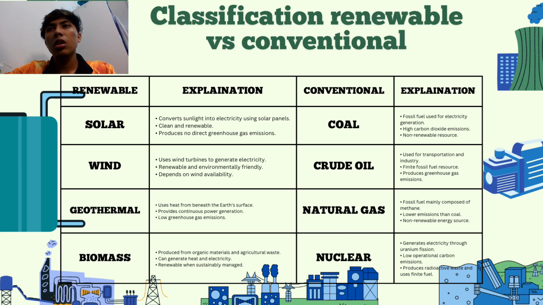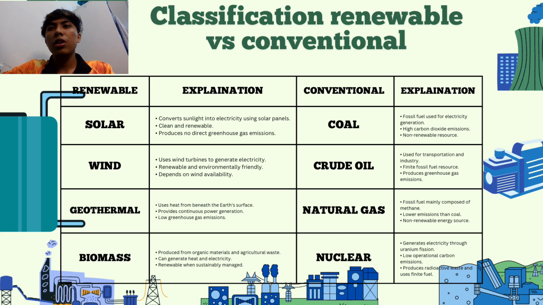Third is geothermal, which uses heat from beneath the Earth's surface. It provides a continuous power supply and produces very low greenhouse gas emissions. Lastly, biomass. Energy is produced from organic material and agricultural waste. It can generate heat and electricity, and it is considered renewable when managed sustainably.